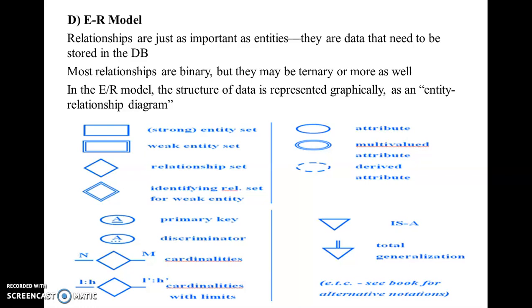As shown on your screen, these are the actual components available in order to draw an ER model: strong entity set, weak entity set, relationship set, identifying relationship set, discriminator, primary key denoter, cardinalities, and attributes. There are types of attributes: multi-valued, derived, simple, composite, and so on.